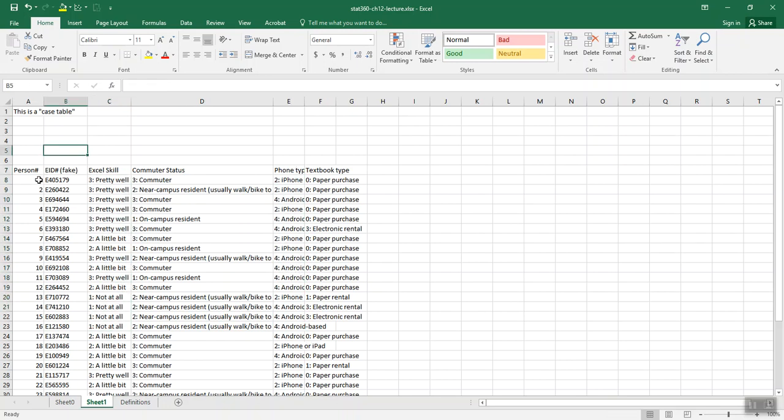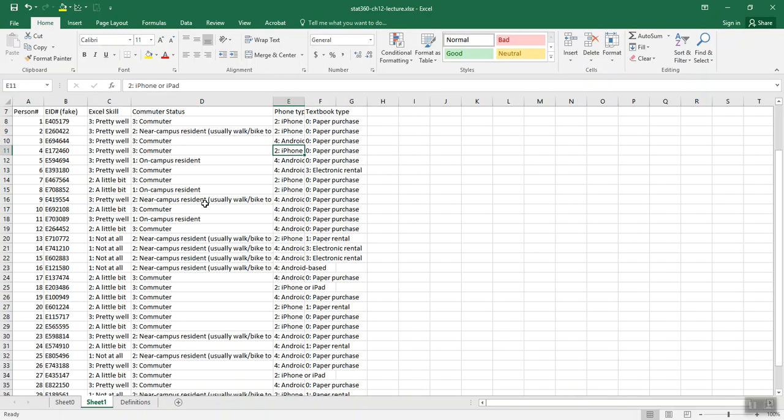This kind of table, where each row relates to data from one person, or in some cases one item, is called a case table. So this is one case, here's another case, and so forth. Just looking at this case table, can you see any association between someone's Excel skill and what kind of phone they have? If we were trying to use how well they know Excel to predict what kind of phone they have, or vice versa, could we do a better job predicting than not knowing one of the variables?